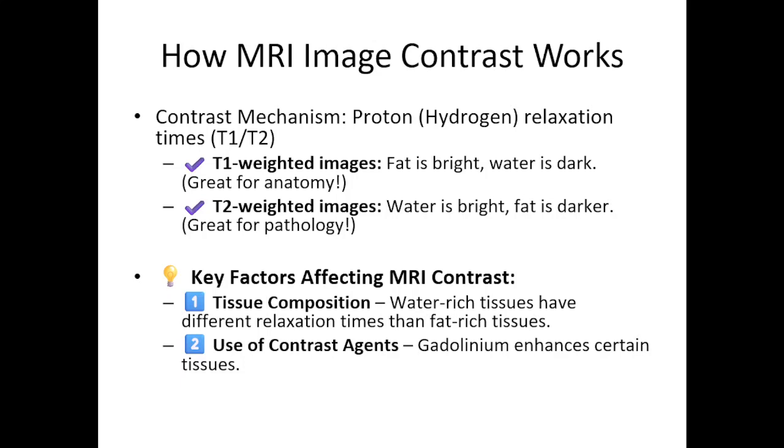Key factors affecting MRI contrast are: 1. Tissue composition. Water-rich tissues have different relaxation times than fat-rich tissues. And 2. Use of contrast agents. Gadolinium-based contrast shortens the T1 relaxation time, therefore making certain tissues appear brighter on T1 weighted images.